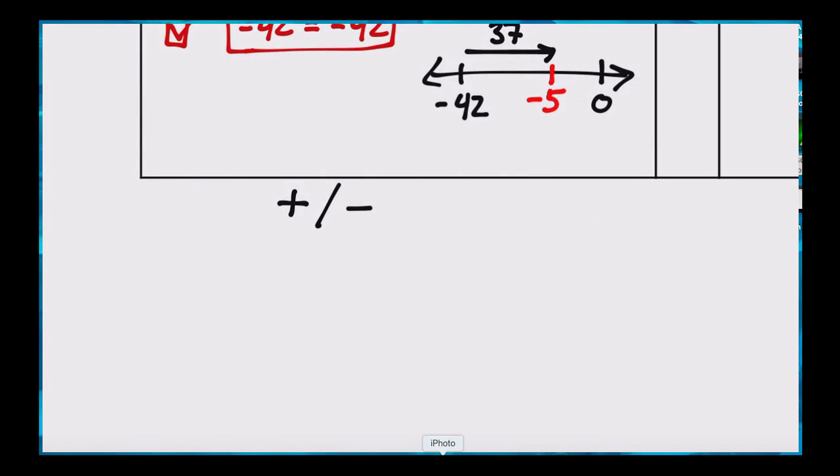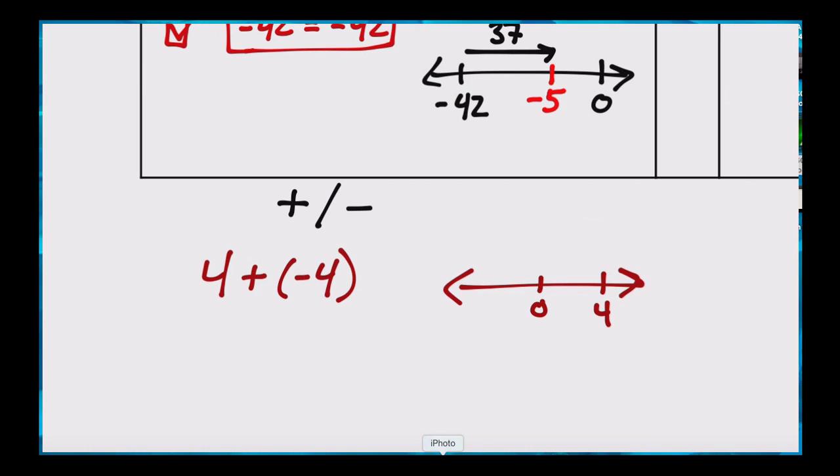Okay, what was yours? Say it again. I think it was positive 4 plus negative 4. Okay? So let's think about this in terms of a number line. I start with a positive 4. And I am adding negative 4. I'm going to go back 4 spaces. Okay? And therefore, where am I going to end up? 0. Yes. So this does equal 0. So you were correct. Okay?